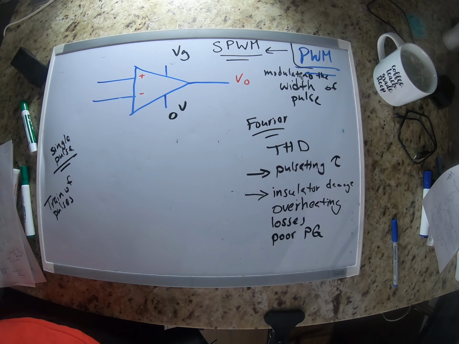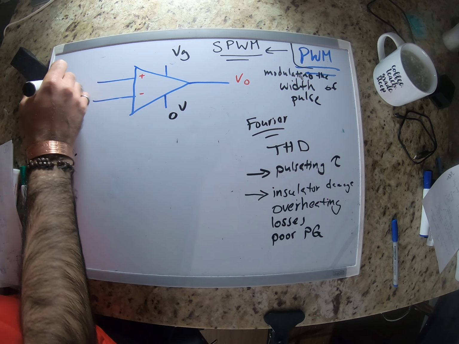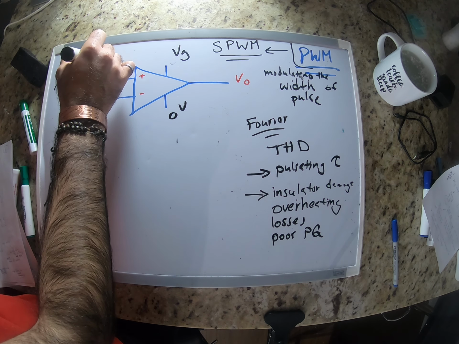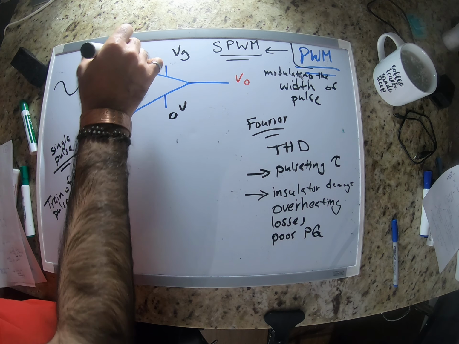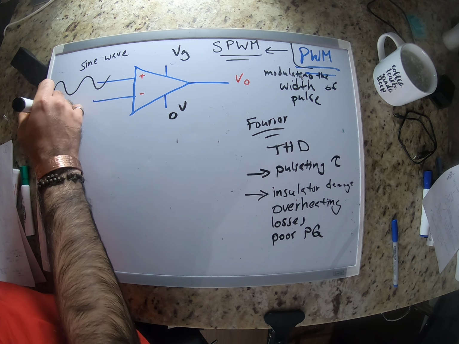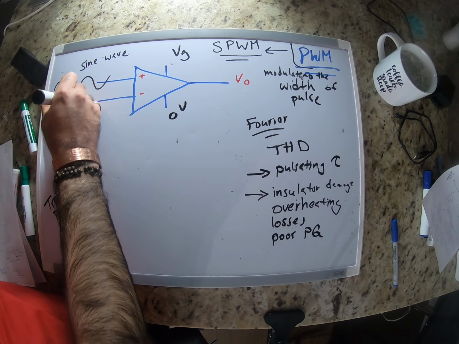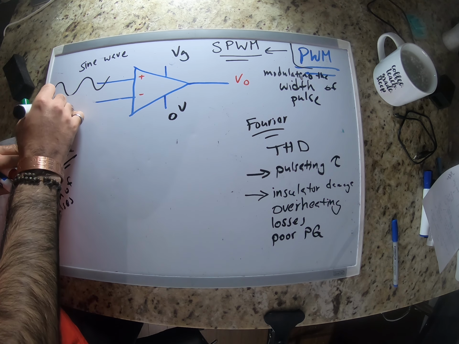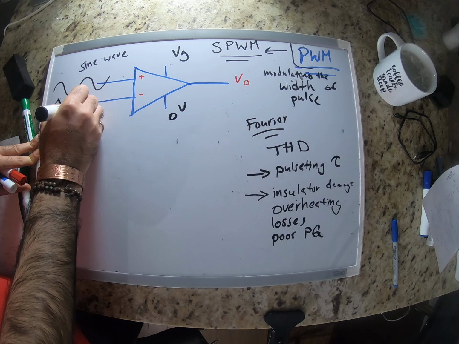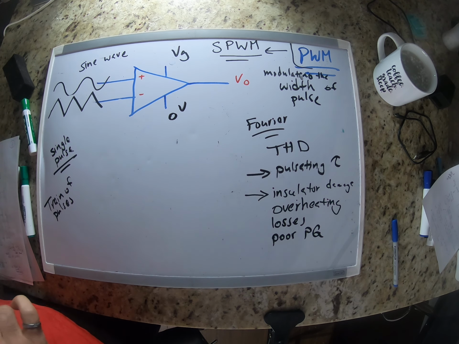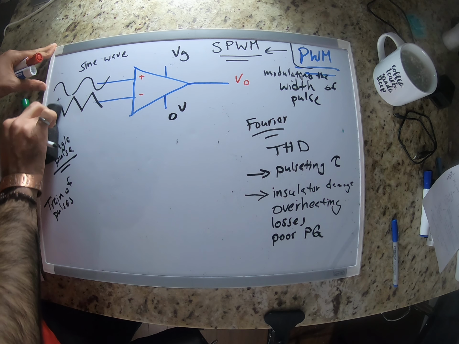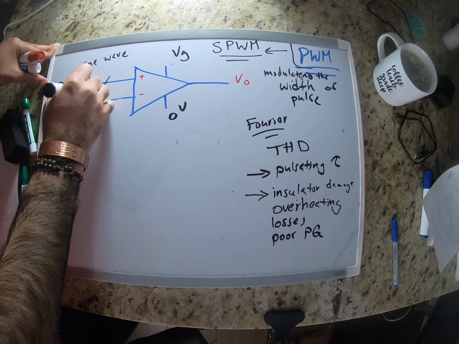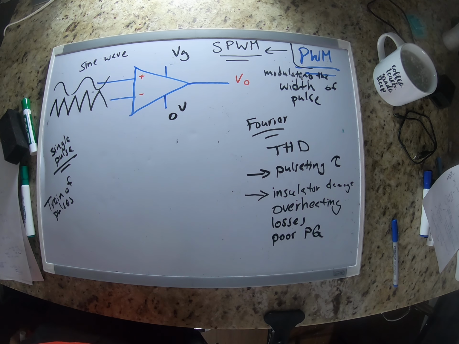Okay, so what does that mean? It means that one of the inputs that goes to the comparator is a sine wave. And the other one is a sawtooth waveform, or a triangular waveform. They shouldn't have the same frequency. This one has a higher frequency. So something like this.